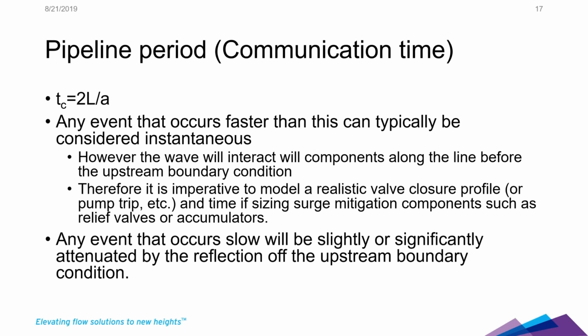So when you're modeling things in Impulse and you have complex systems and you say, I don't know exactly what my valve's going to do, I'm just going to make it an instant closure, just be aware that that's going to probably make your interactions with dead ends, flow splits, and other things before you get to your upstream boundary condition more aggressive than they would be in real life. So keep that in mind.